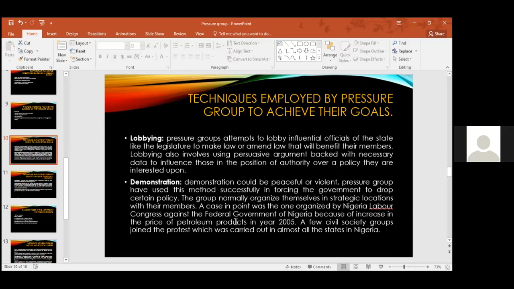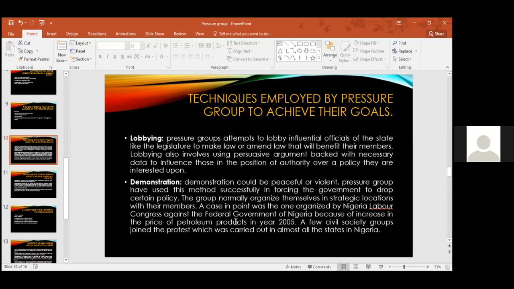So a case in point, I actually found an example. A case in point was one organized by the Nigeria Labour Congress against the federal government of Nigeria because of an increase in the price of petroleum products in the year 2005. That's actually a very long time. I really don't know whether any of you was even around back then.